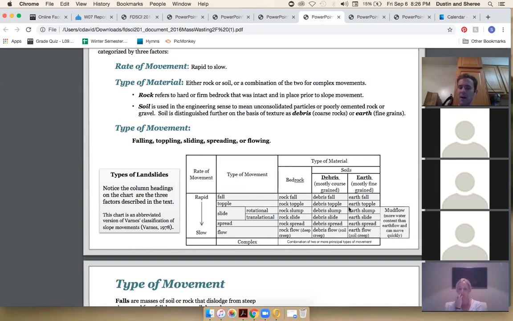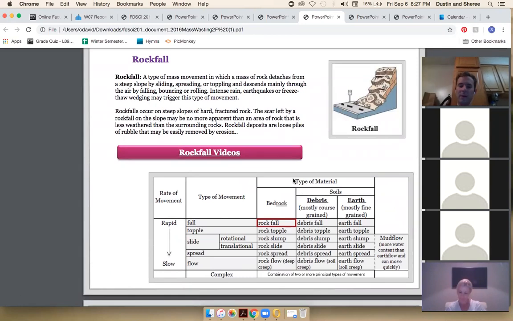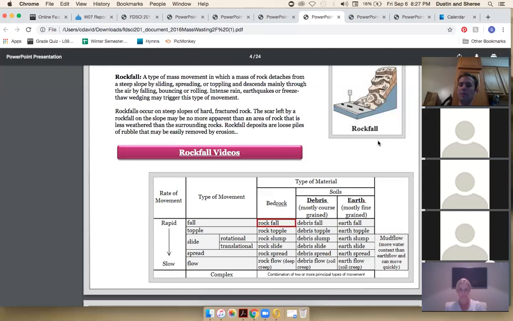The biggest thing that I actually want you guys to take away from this isn't so much over here where it's talking about the types of materials, but these first two columns, the type of movement and the rate of movement, right? So a fall is a very, very fast movement, whereas a flow is very, very slow. So just know that a fall is faster than a slide, which is faster than a spread, which is faster than a flow. Okay? All right, so this is just going to briefly explain a little bit of them. I would recommend coming back through, watching the videos of these. I'm sure you've already done it.